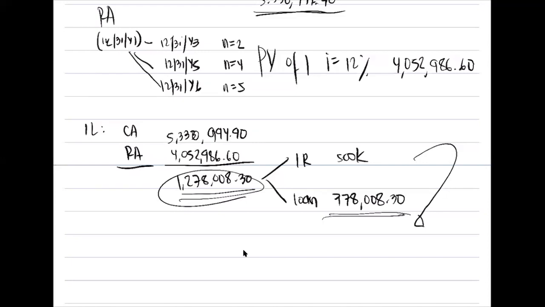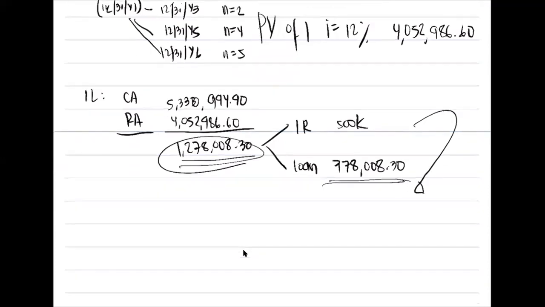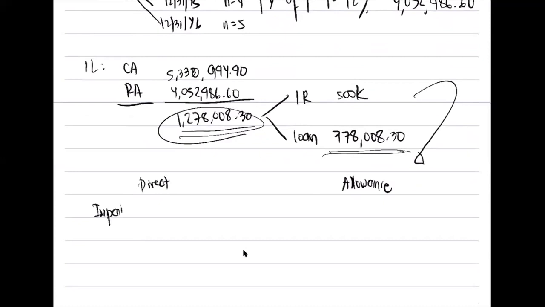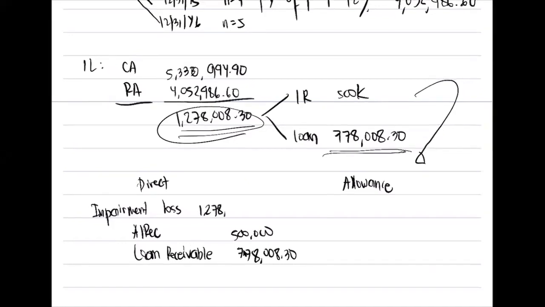So how do we make your entry here? Since we already separated the amount of your impairment loss, it will be easily recorded as follows. Either direct or allowance. Under direct, we just debit impairment loss, and then we credit accrued interest receivable amounting to 500,000, our accrued interest receivable. And then, since it is direct, we will credit the balance of our loan. So, loan receivable, 778,008.30.